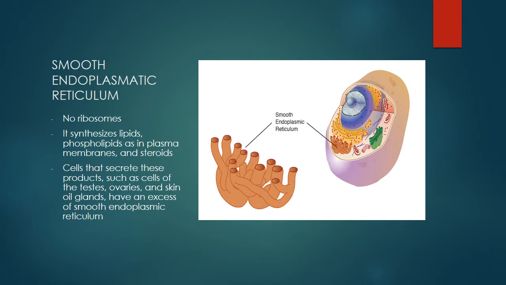While the smooth ER doesn't contain ribosomes in the membrane, it's mostly responsible for assembling and packaging lipids to be used by the cell or exported outside of the cell, just like the rough ER.